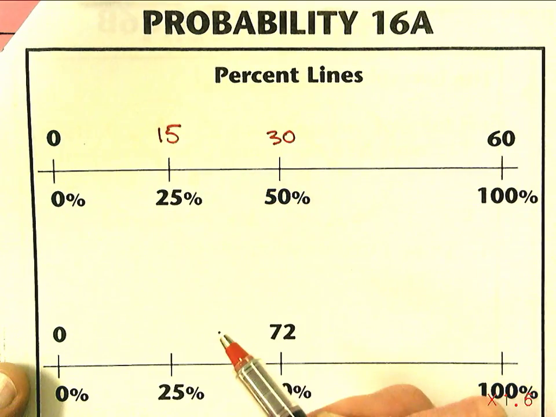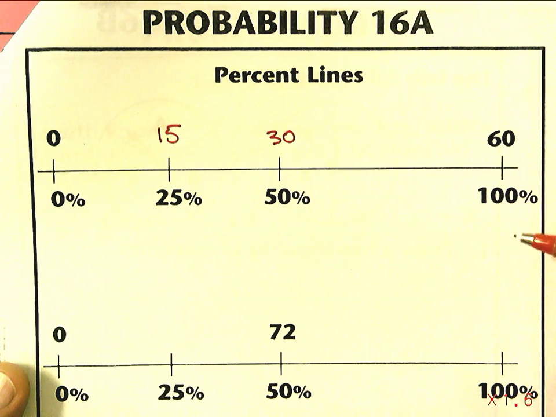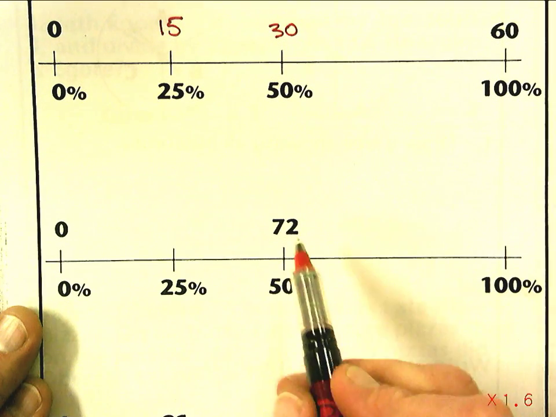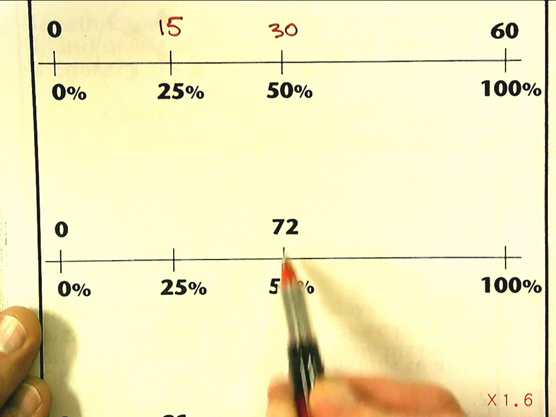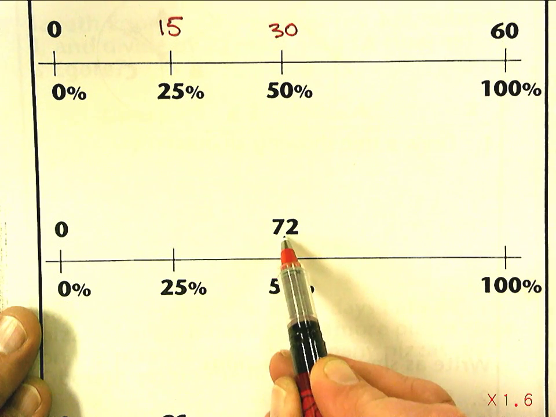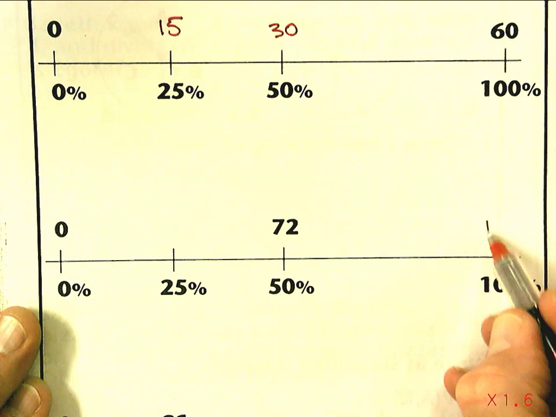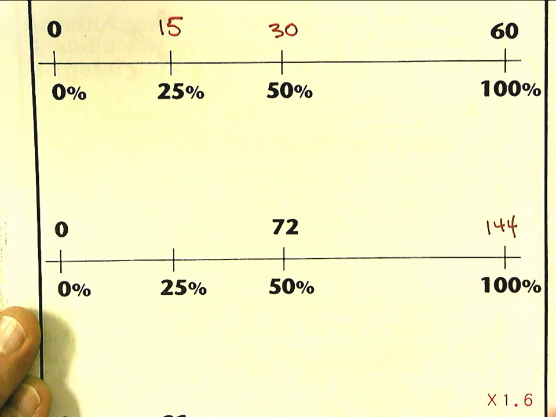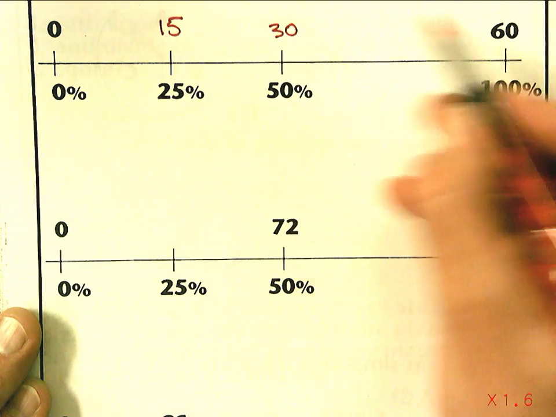So again, a percent line is a tool for finding percents of numbers if you want to do it mentally. In some cases they're simple, and in some cases they're more difficult. If we look at the next one, 72 is the 50%, so that's the 0, we think, okay, 50% is 72, 100% is going to be twice as much, or 144, because it's twice as much as 50%, just like 30 is half of 60.